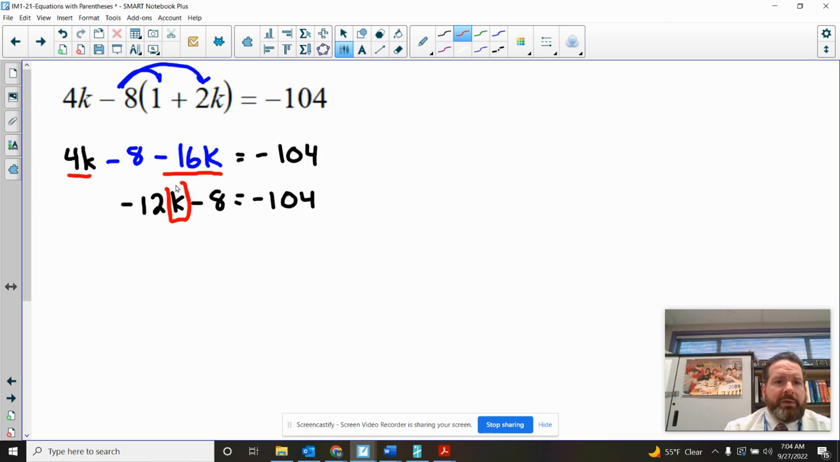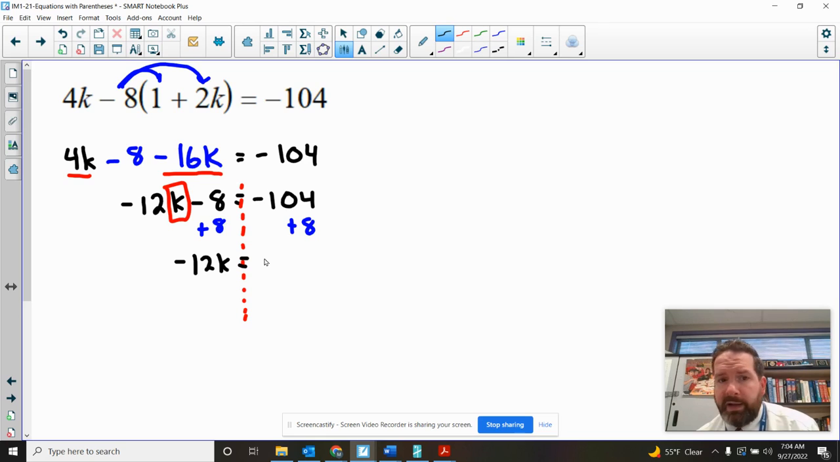Now, let's get our goal in place. I want to get k by itself. So we're going to do a +8 and a +8. Those go to 0, so -12k's. -104 plus 8, I'm just going to double check. I think it's -96, sure enough. Okay, -96.